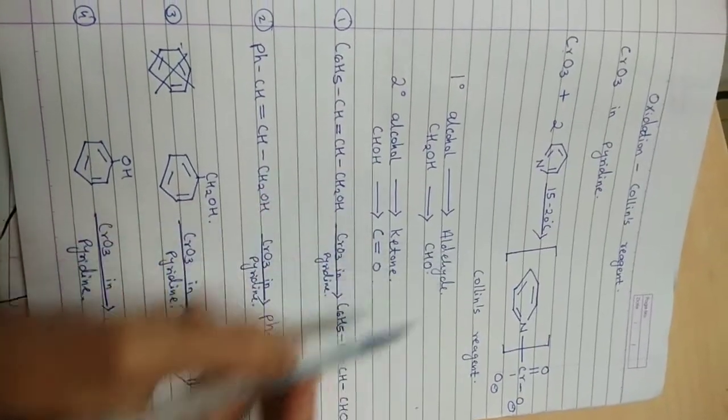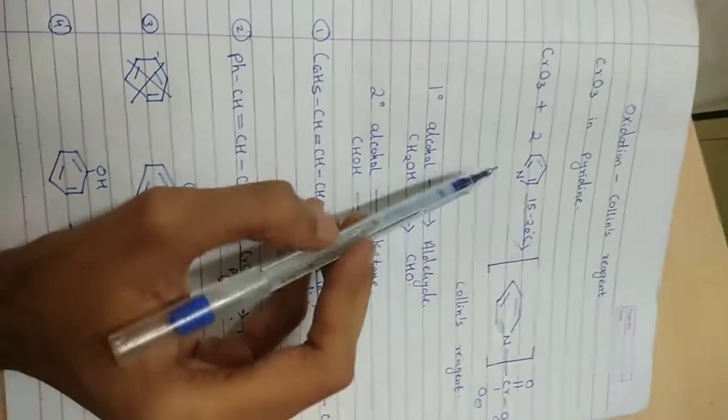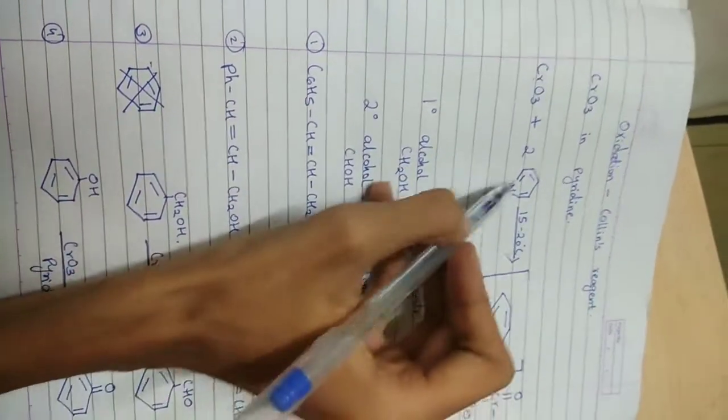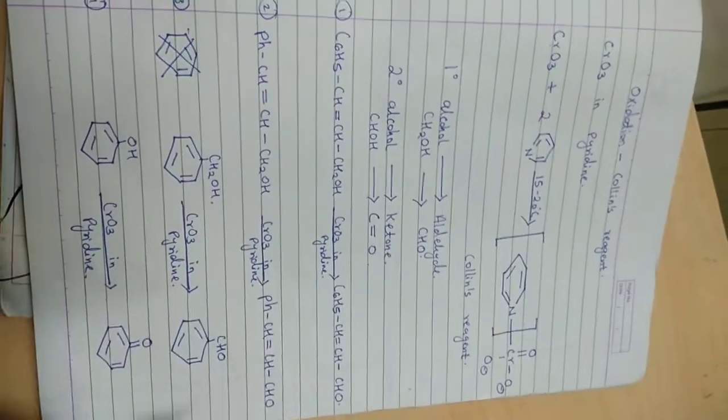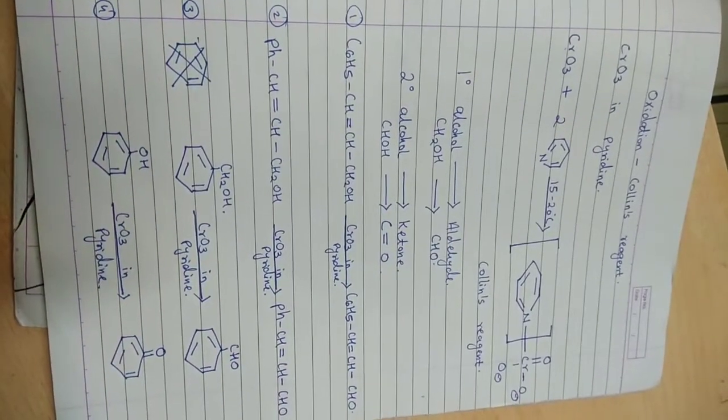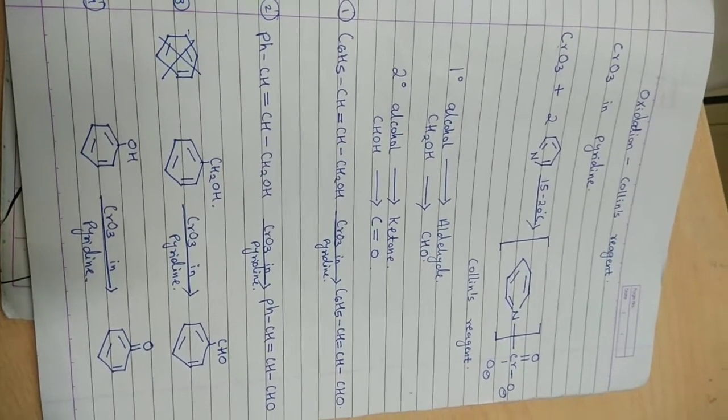You just need to know how to form the reaction for chromium trioxide and pyridine. That is the Collin's reagent. Other than that, the action is exactly similar.